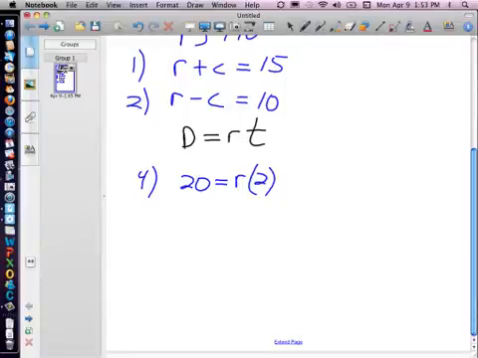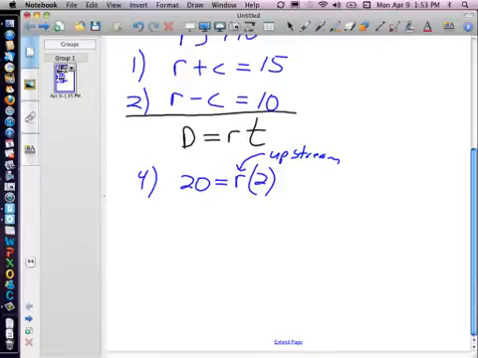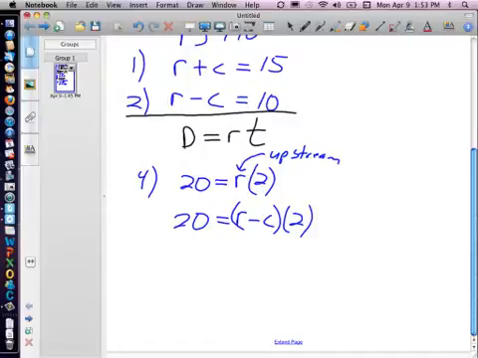But there's one more piece of information we have to use, and that's upstream. Remember, the rate isn't just going to be R. Now it's the combination of two things. Our upstream rate was right there. So let's rewrite number 4: 20 equals upstream, so R minus C, times 2. So 20 equals R minus C times 2, and that's how we can show the equation for number 4.